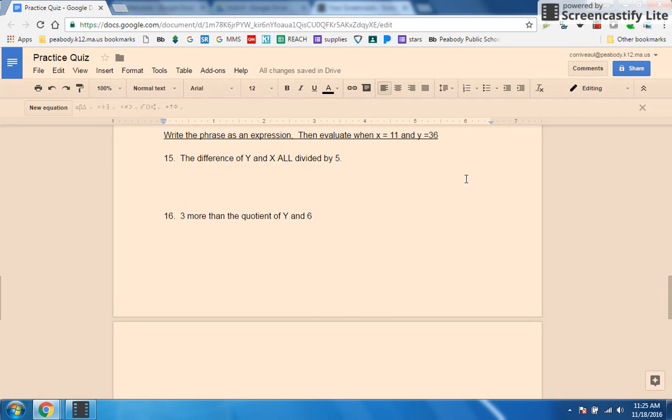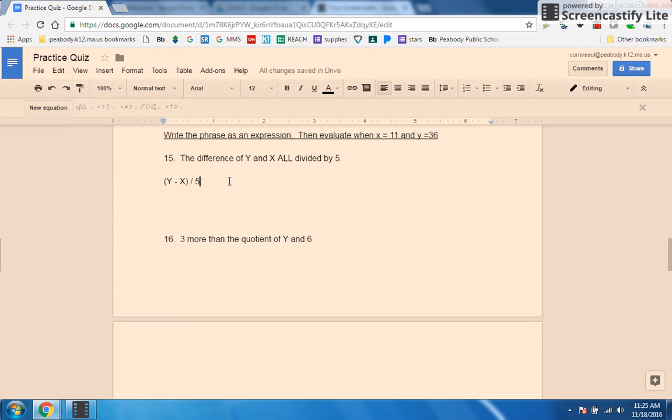Okay, the next part, write the phrase as an expression and then evaluate. So you need to have 2 answers. So the difference of Y and X, all divided by 5. Well, difference is subtraction. So Y minus X, all divided by 5. So when they say all, that means you have to get this answer first and then divide it by 5.